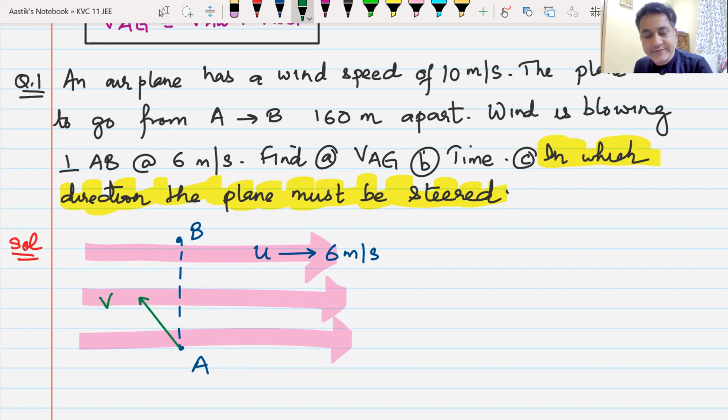V is the wind speed. I take my plane like this. That is 10 meters per second, the speed of the plane in air. Then this air will add up, and that gives me this resultant direction, and I land up at Hyderabad.